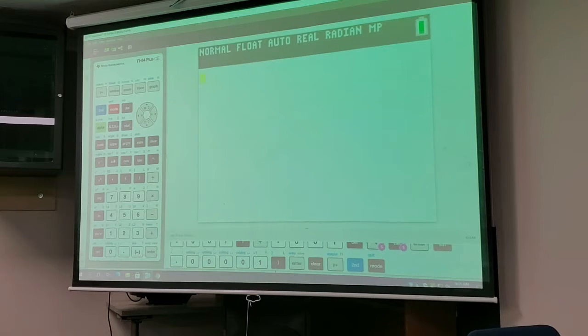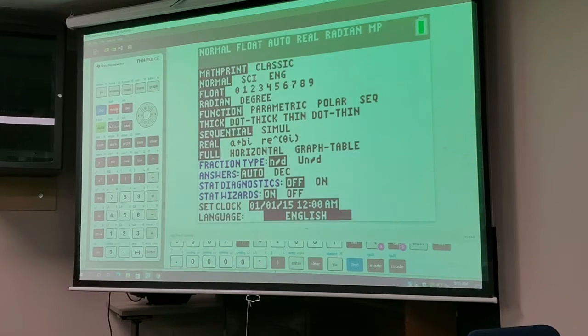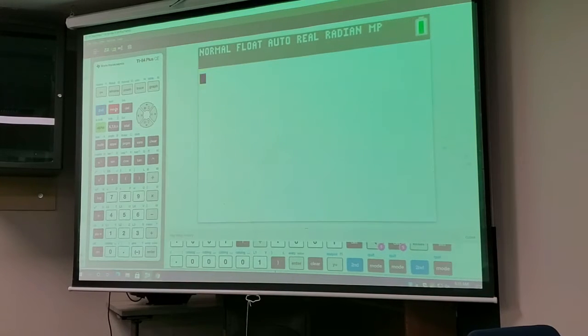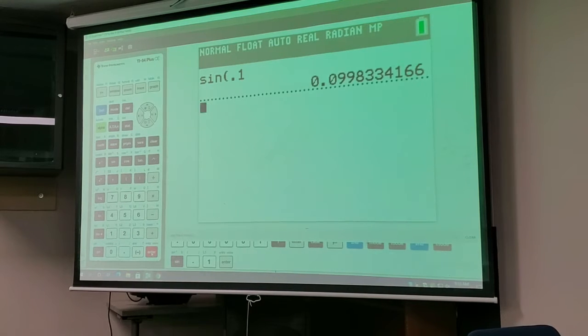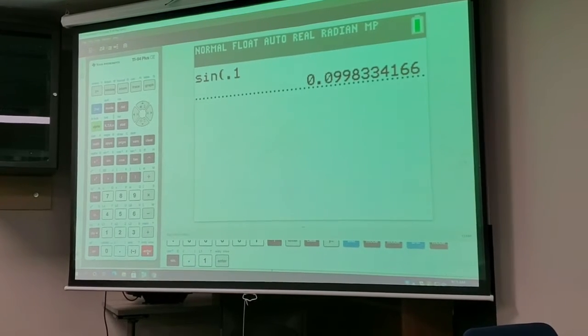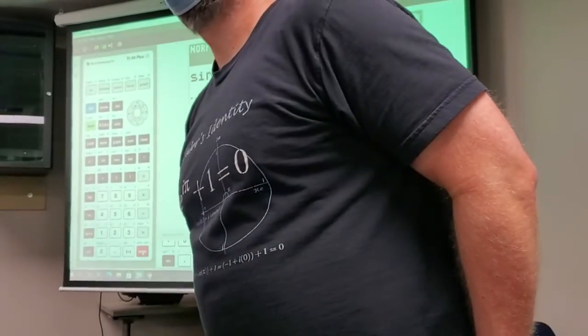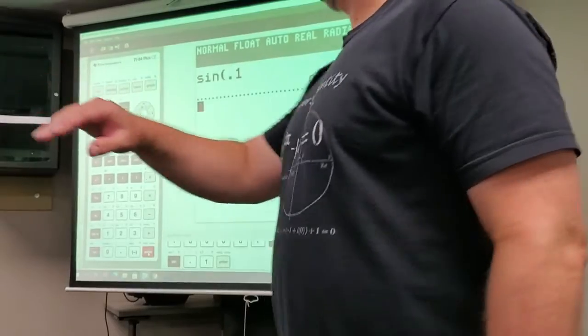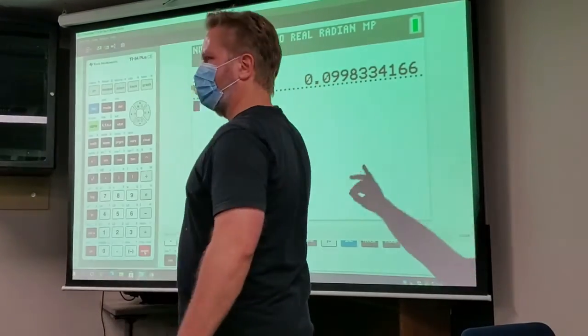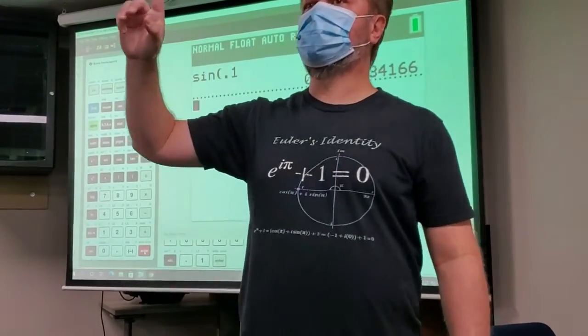So if you got your calculators, make sure you're in radians, dear God. Make sure you're in radians. And then do this. What is sine of 0.1? Do you guys get that? Yes, everybody? Just make sure everybody's in the right mode. What is 0.0998 if I round it to one decimal place?